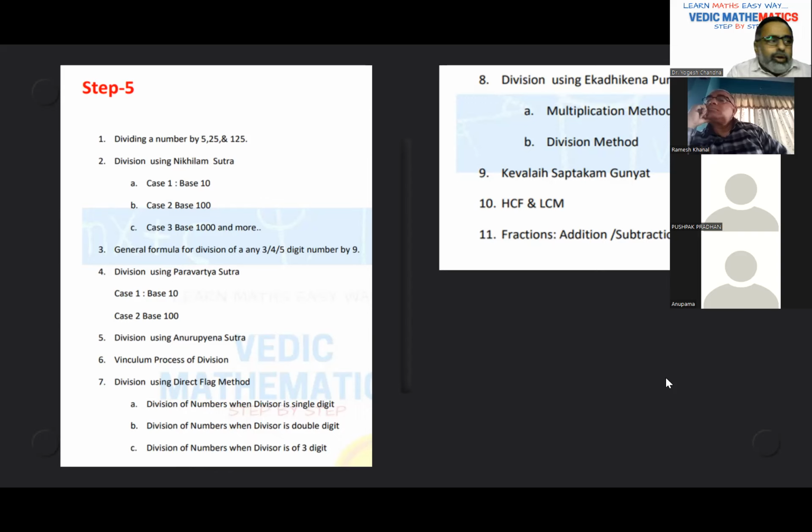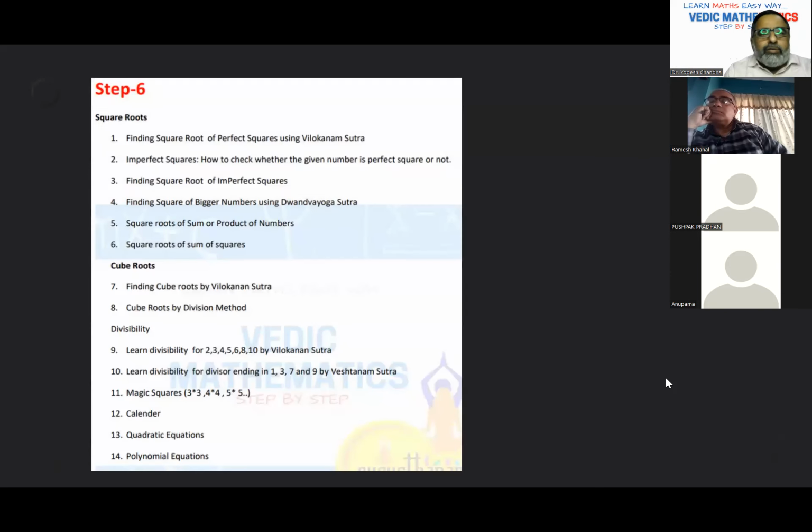Then one more topic that is very important: Kevalam Saptam Gunyat. That means whenever you divide by 7, the same 6 digits will be repeated every time. LCM, HCF, fractions are there, and the last topic we deal with is square roots and cube roots.